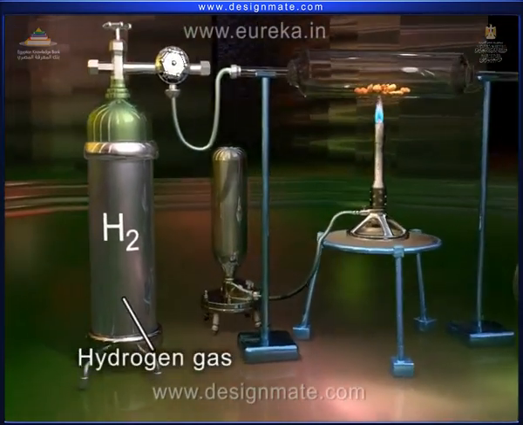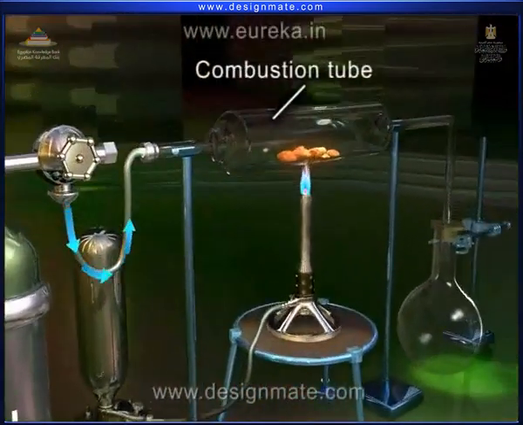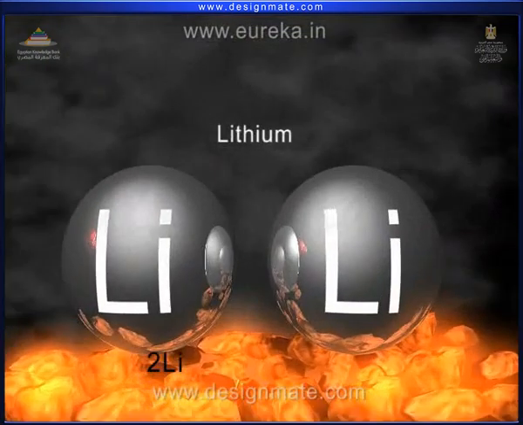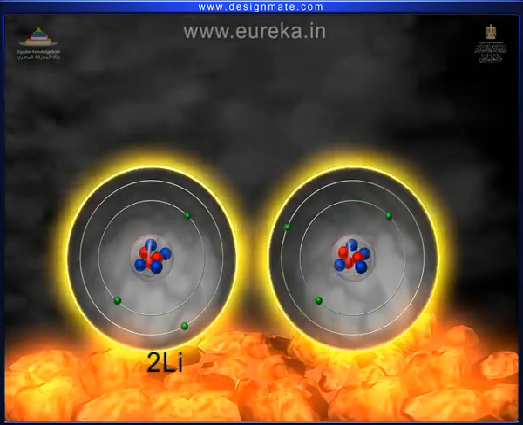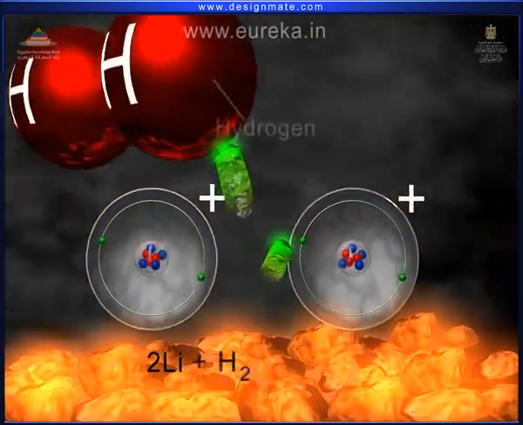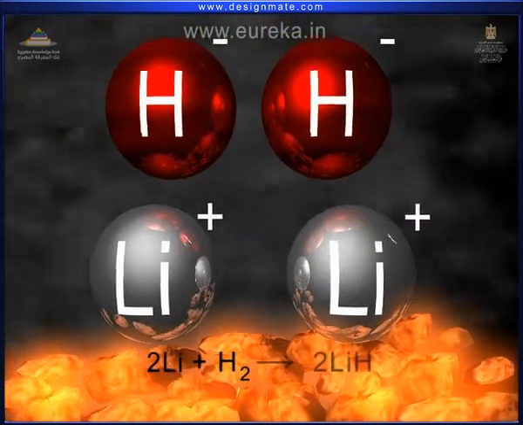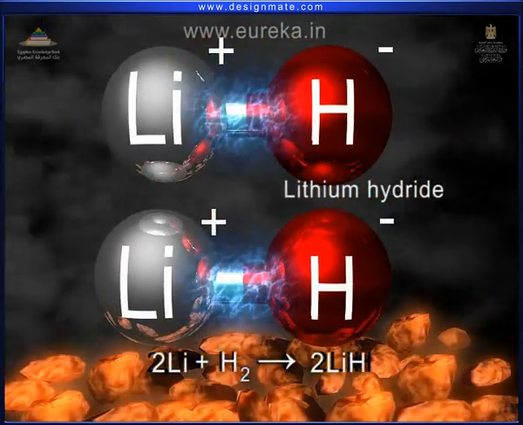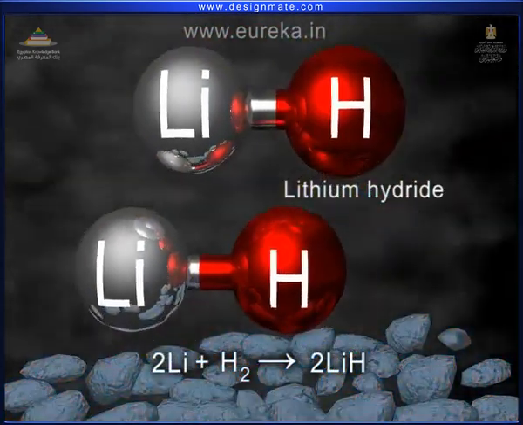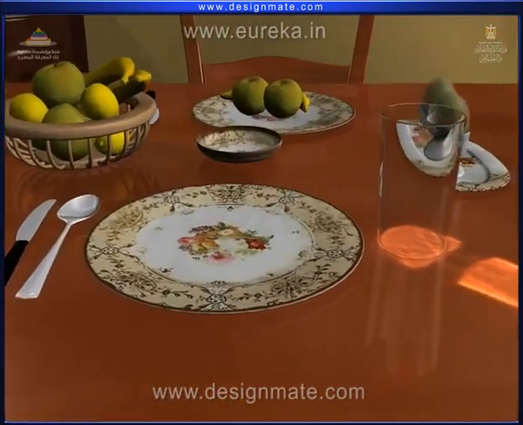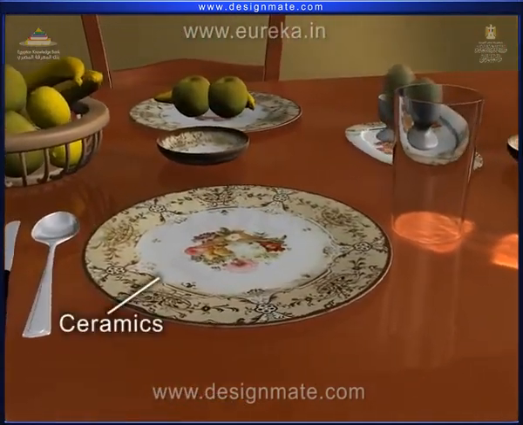When dry hydrogen gas is allowed to pass through a combustion tube containing heated lithium metal, the atoms of lithium metal lose their valence electrons and force the hydrogen atoms to accept the electrons. This forms 2 moles of lithium hydride. Lithium hydride is used in the manufacture of ceramics.